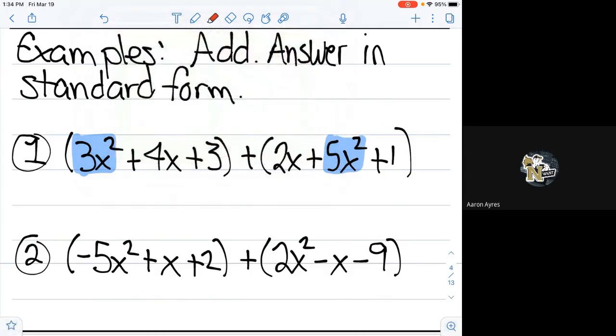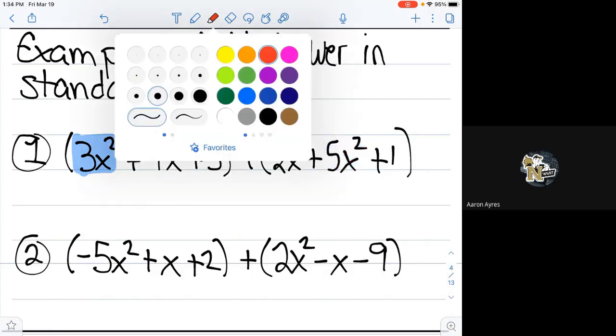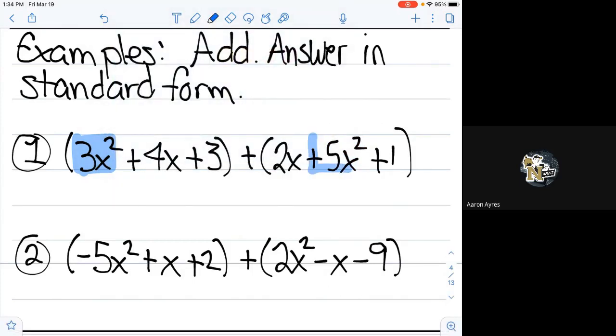Okay. Yes. Good. Merrick? Yes. And you know what I should have done on this 5x squared? You guys just need to shade or highlight the sign before the term, because that's going to tell you how they get combined. Merrick, what was yours again? Positive 4x and positive 2x. If you don't see a sign before a term, it's automatically positive, right? Read another one. Positive 3 and positive 1.